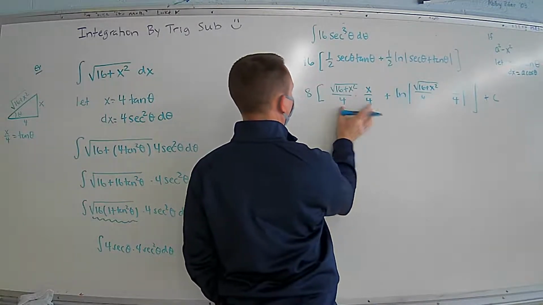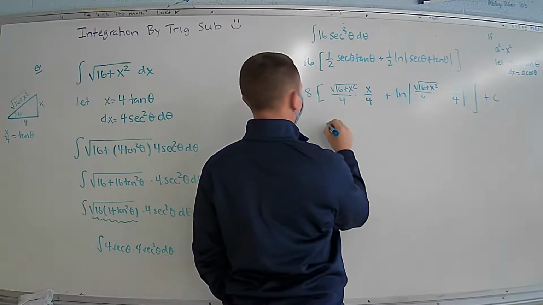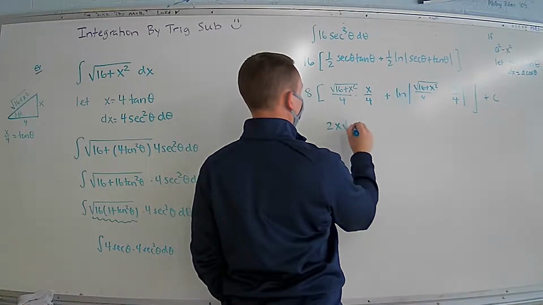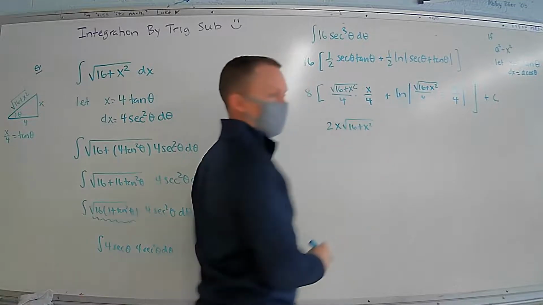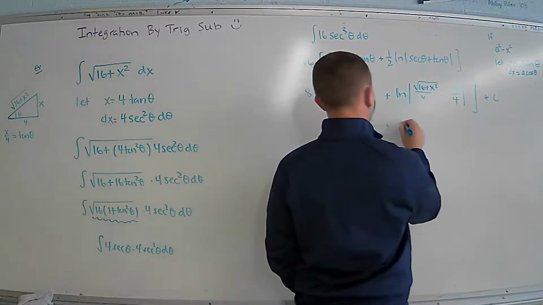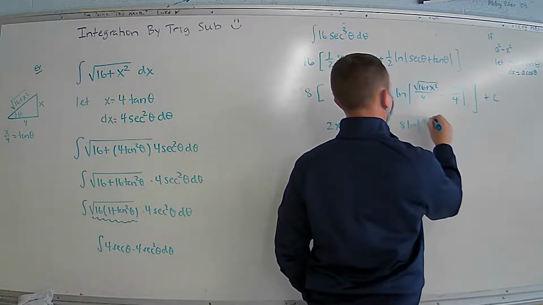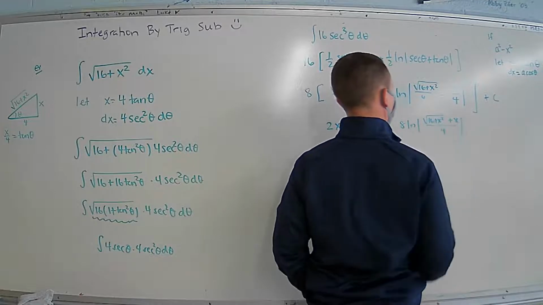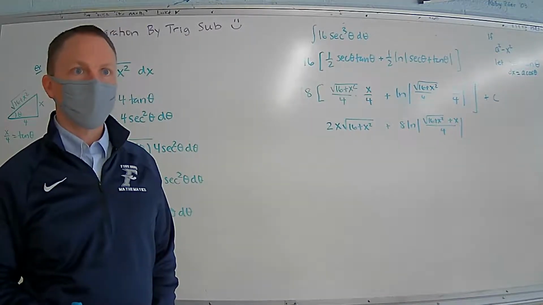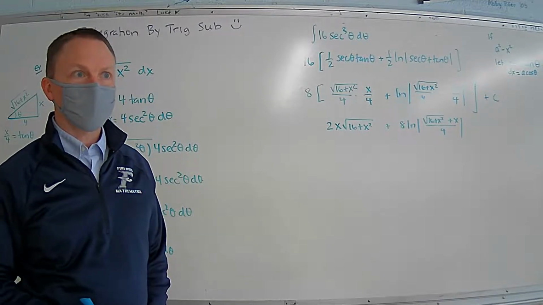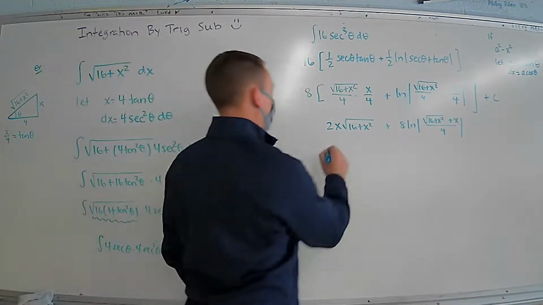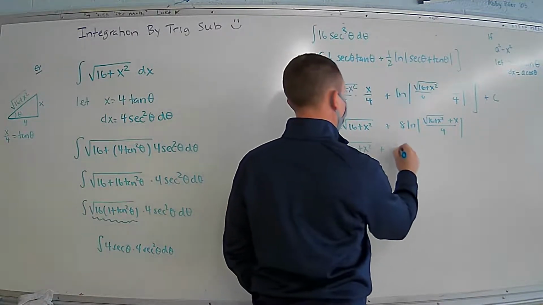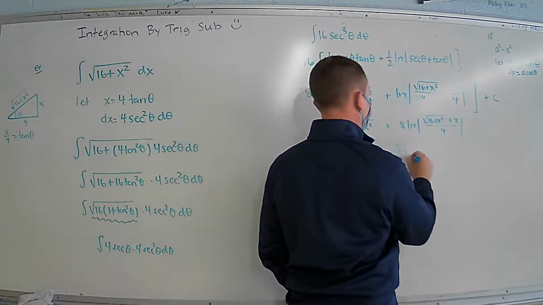Watch this. This 4 right here and that 8 is going to become a 2, right? So that's going to be 2x square root of 16 plus x squared. You cool on that? Plus 8 natural log of radical 16 plus x squared plus x over 4. You cool with that? And then there's this property of logarithms that says this log of a quotient is actually the same thing as the difference of the logs.